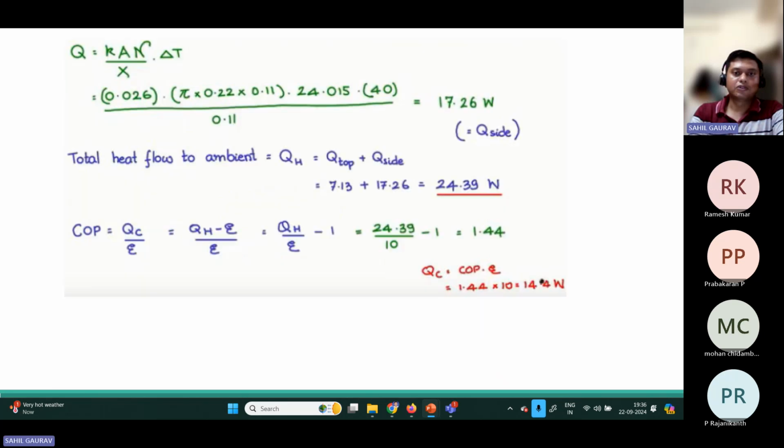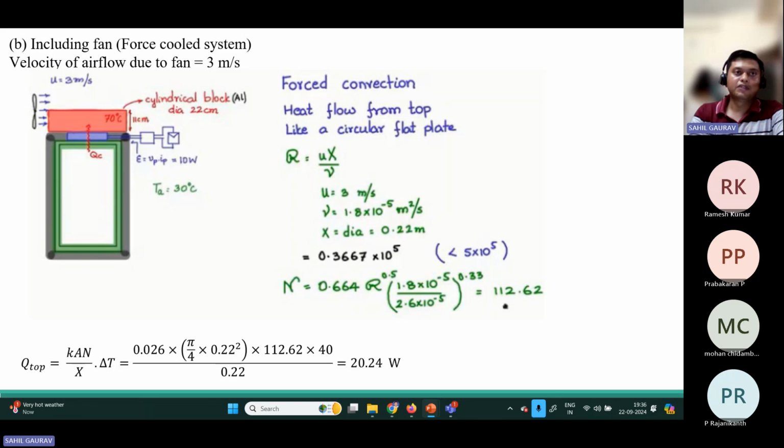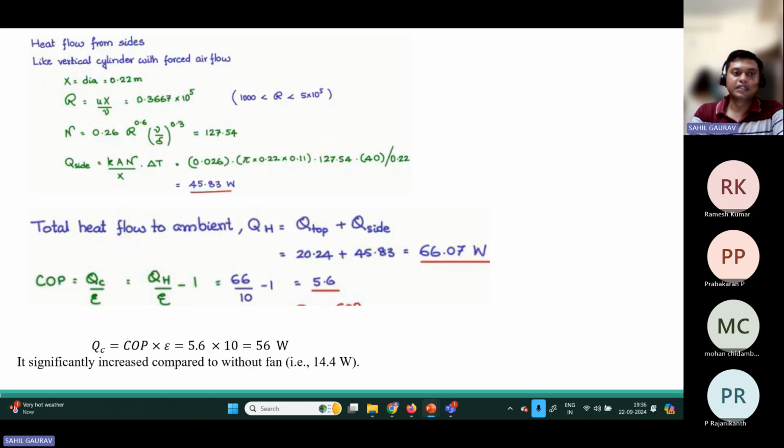If you solve this, then you will get the heat flow to ambient, the amount of heat extracted, as 24.39 watt. And now with the forced cooling system, the amount of heat flow to ambient will come as 66.07 watt. Compared with free convection, where it is 44.4 watt, here it is 66.07 watt. So this has significantly increased compared to the without-fan case, that is free convection.